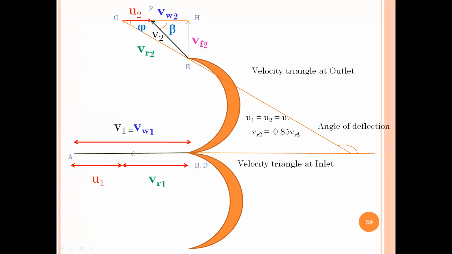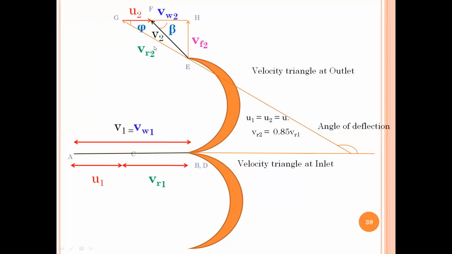The only difference here is that instead of VR1 equal to VR2, they have told that there's a reduction in velocity, not energy. So we have VR2 is equal to 0.85 times VR1. Again, your VR1 is given by V1 minus U1. U1 is equal to U2 is equal to U. So I can very well write it as V1 minus U. VW1 is equal to V1.